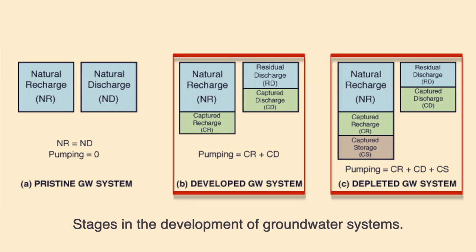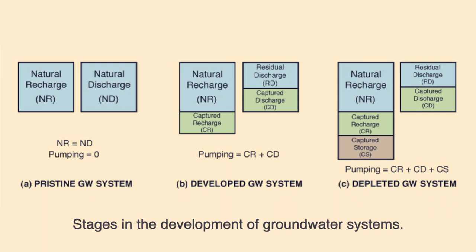Developed and depleted groundwater systems generally result in a lowering of the water table. The greater the amount of capture, the greater the amount of depletion. Thus, sustainable groundwater systems aim to make sure that the lowering of the water table does not cause undesirable or unacceptable consequences. In practice, this requirement effectively limits groundwater pumping to a small percentage of the gross recharge.